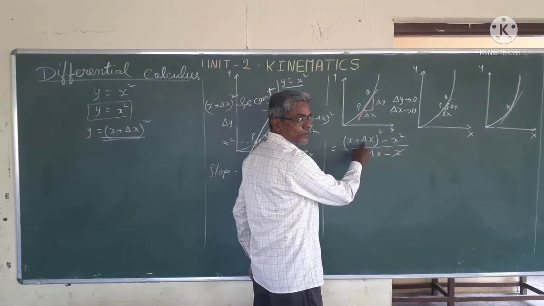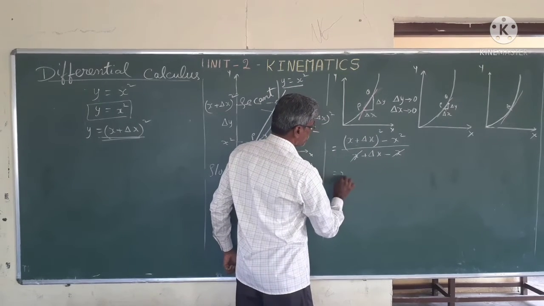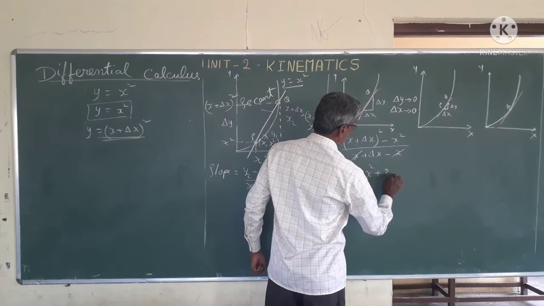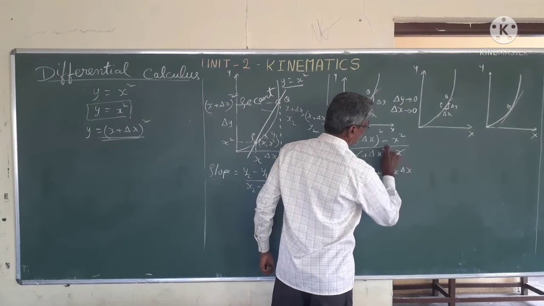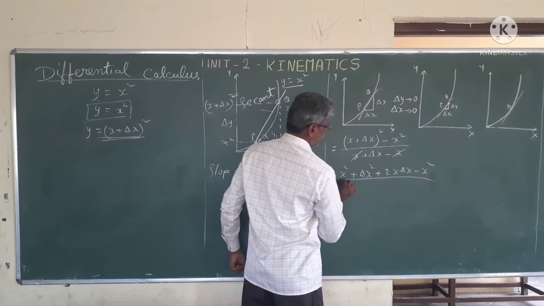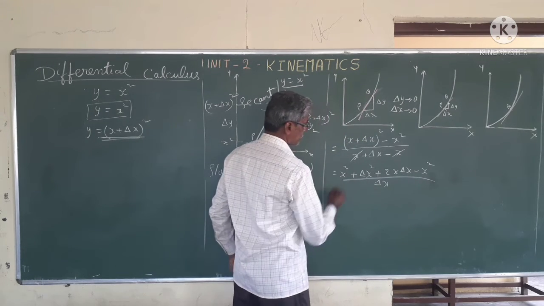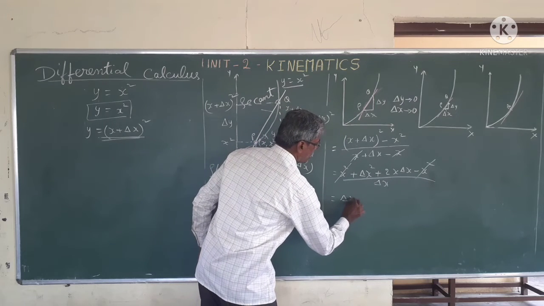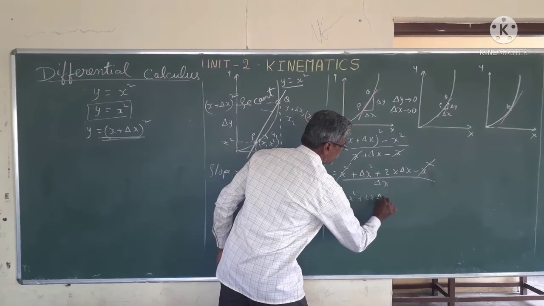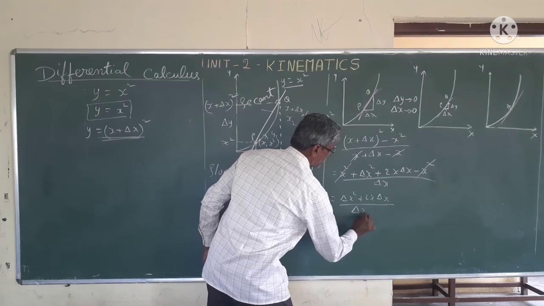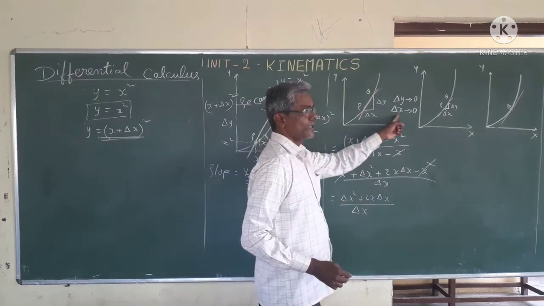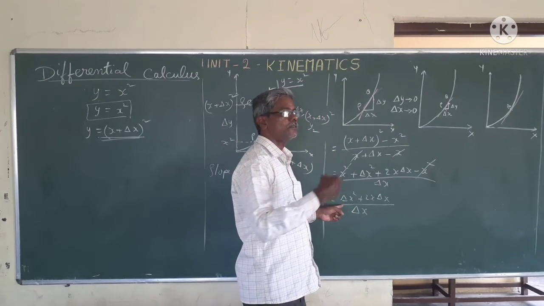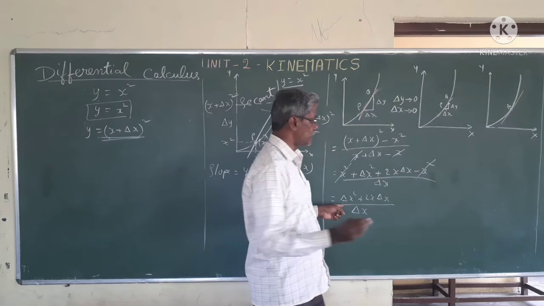Using the a plus b whole square formula: x square plus delta x square plus 2x into delta x, minus x square, divided by delta x. This x square minus x square cancels. So delta x square plus 2x delta x by delta x. Here delta x tends to 0, so this delta x square is very small. So I can neglect this delta x square.